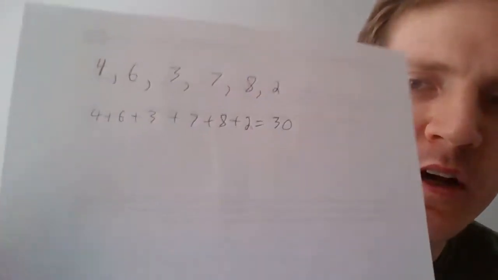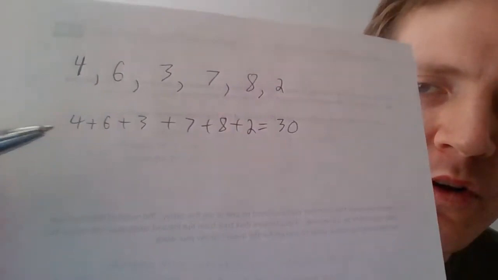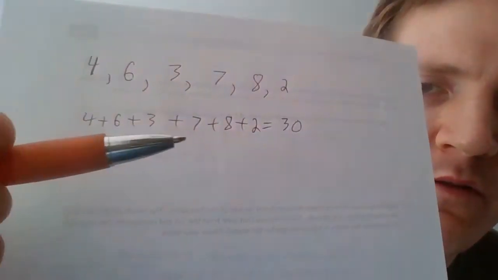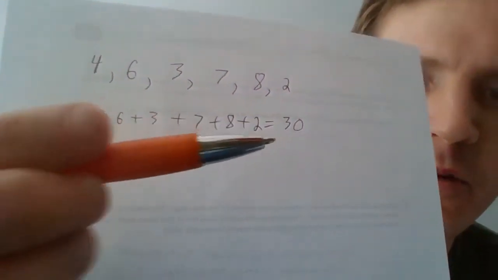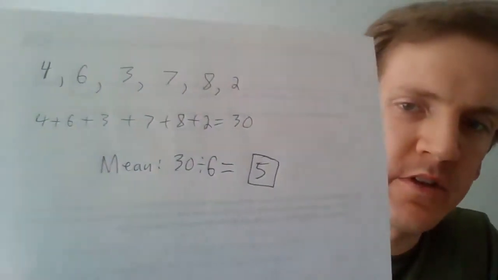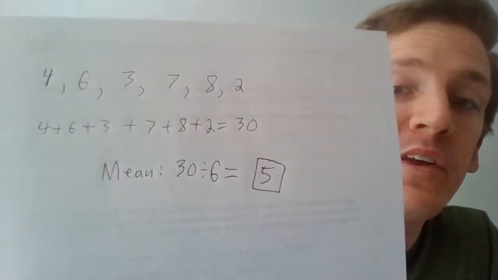Now, if I want the mean, it appears that I have 1, 2, 3, 4, 5, 6 numbers. So if I want the mean, I'd have to take 30 and divide it by 6. And if I do that, I get a mean of 5. Okay? Simple enough. Now, here's the point.